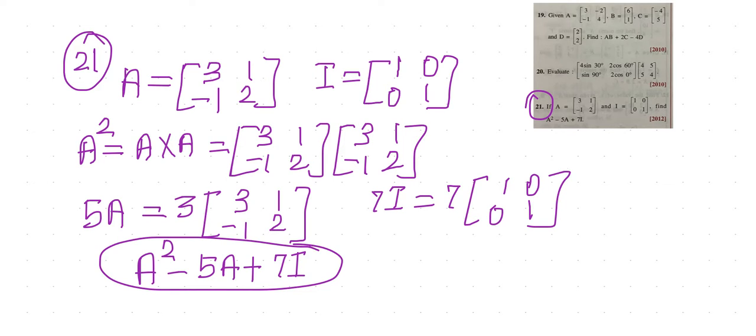We'll be now moving to the next question, children, that is question number 22. Okay, so I'll be writing here question number 22. So here it has been given, A matrix has been given and I has been given. Okay, so I'll be writing down this. Here you need to find out the value of M.